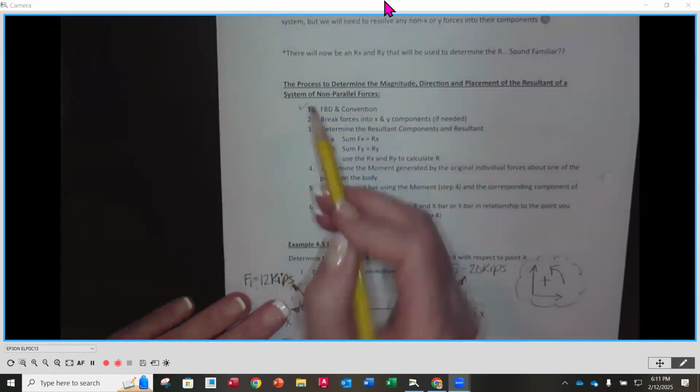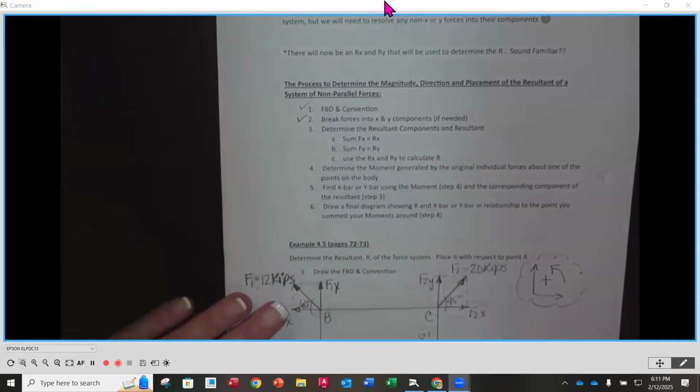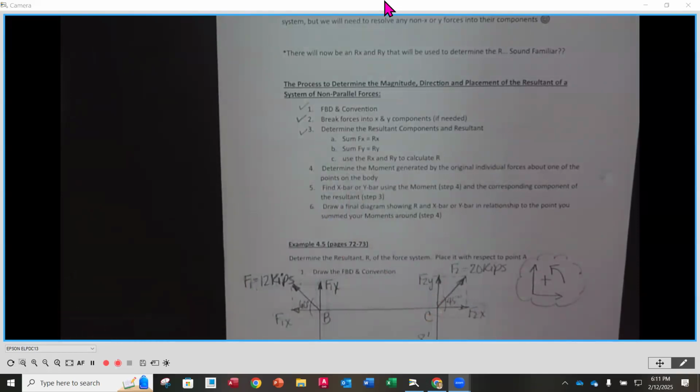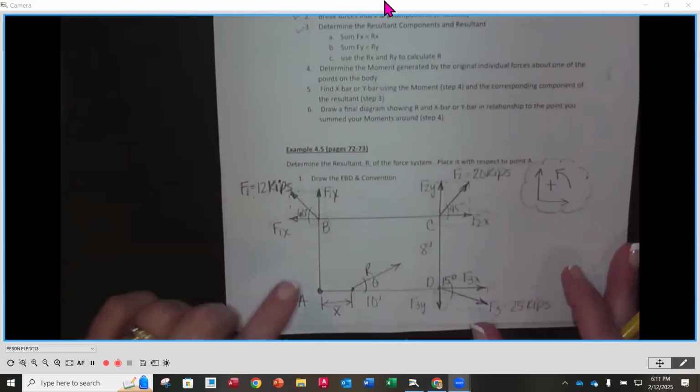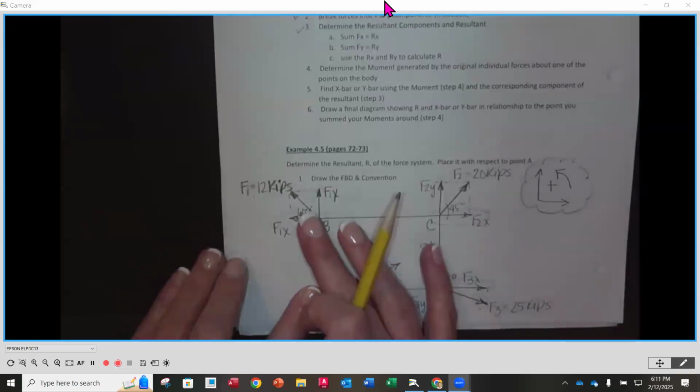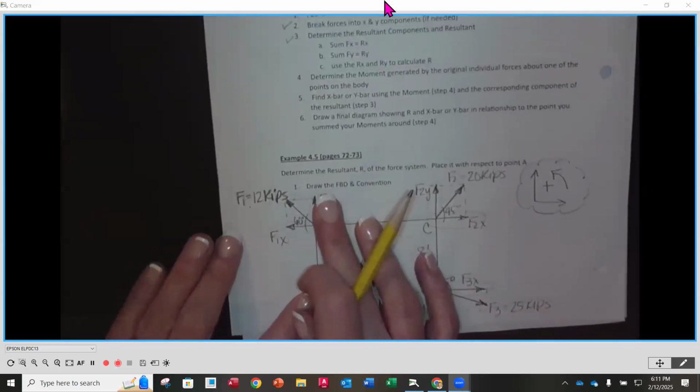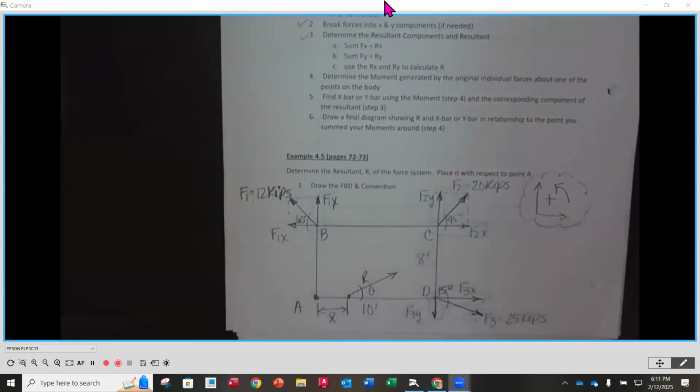So if we go back to our process here, we've done the free body diagram, we have the components, we summed our forces to calculate our resultant, so we've got that. Now we're on step number 4. We need to determine the moment generated by the original individual forces about one of the points on the body, and the problem is already stated for us, it needs to be around A. So we're going to take these individual forces, rotate them, and determine the total moment that those separate forces, the components, are creating about point A. So that's going to be our next step.